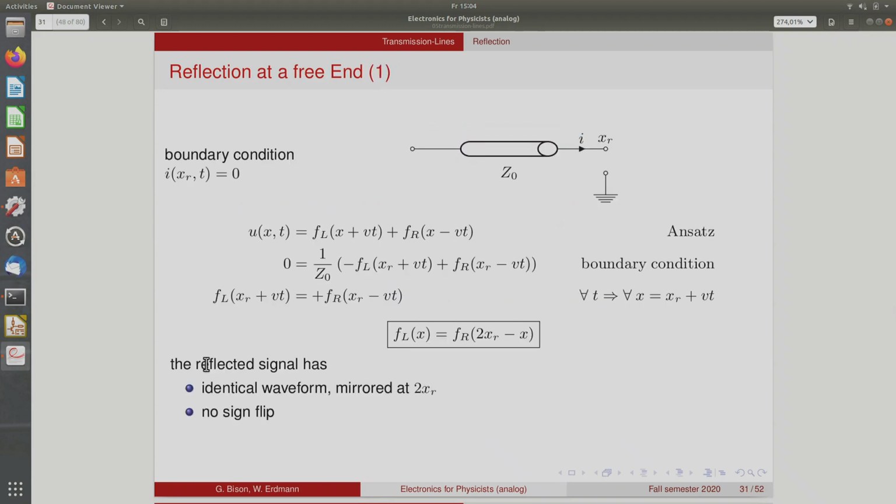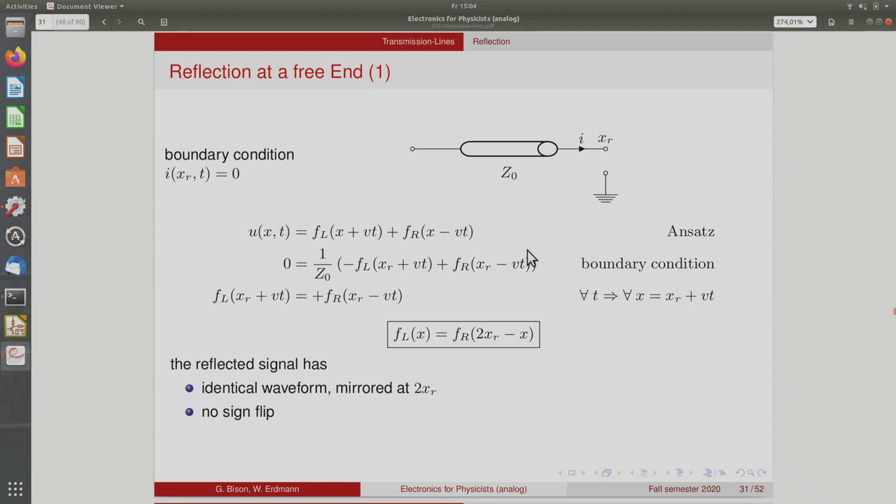Okay, similarly we can treat the reflection at the free end. So there's no voltage constraint on the other side. The only constraint is that we say there's no current. So again, we assume that the full solution is a superposition of the incoming and an outgoing wave.